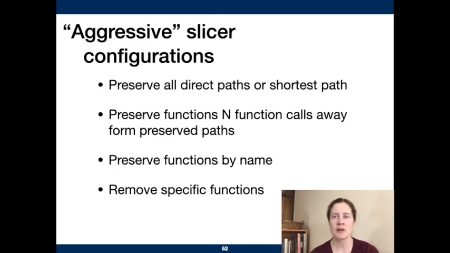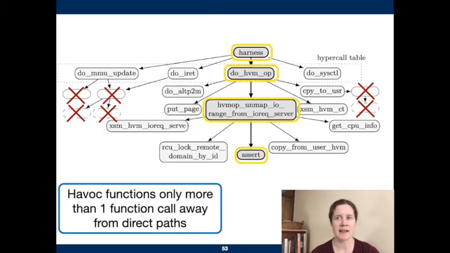In the example I showed you, there was only one direct path, but that's often not the case. And we prefer to preserve all direct paths because preserving only the shortest path is obviously more likely to miss counterexamples. We also add an option to preserve functions that are n function calls away from preserved paths. So here we have preserved functions that are one function call away from the direct path.